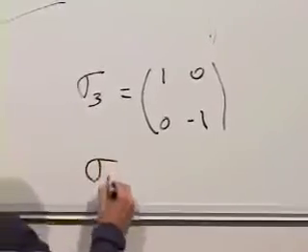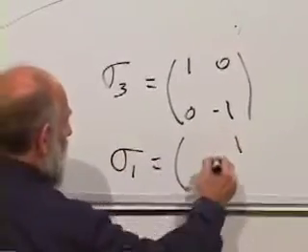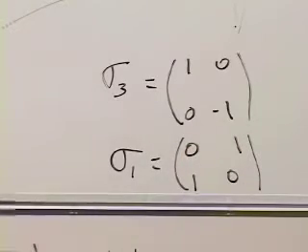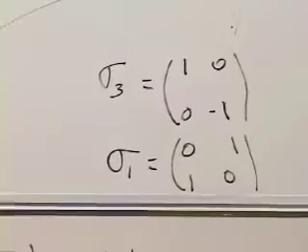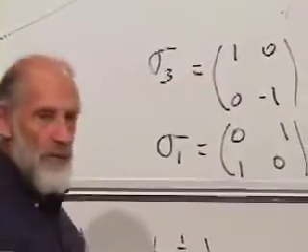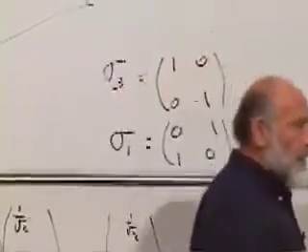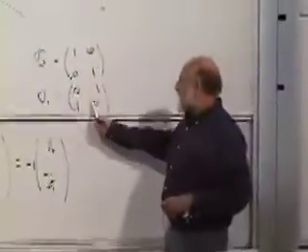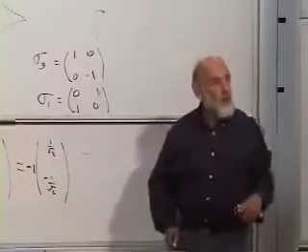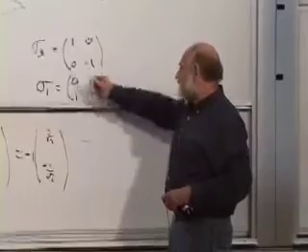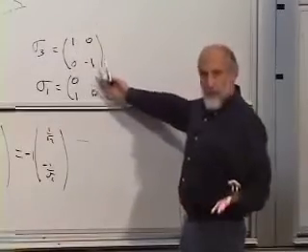Sigma 1 is equal to this: 1, 1, 0, 0. I'll show you one interesting thing about both of these: the square of each one of these matrices. Does everybody know how to square a matrix, how to multiply a matrix by itself? Good. The square of each of these matrices is the same, and it's just plus 1. The square of this matrix, you just square the elements. 1 squared and minus 1 squared are both plus 1.